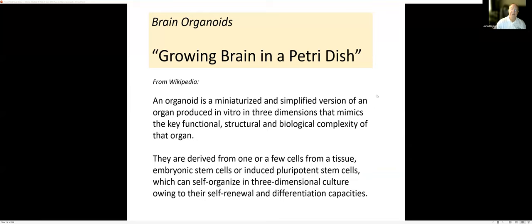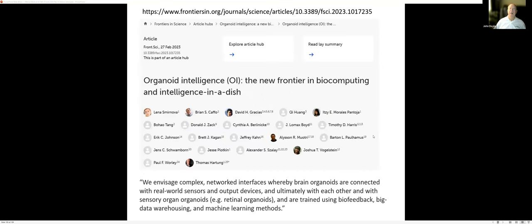These are called organoids. Wikipedia says that it's a miniaturized and simplified version of an organ produced in vitro in three dimensions that mimics the key functional structure and biological complexity of that organ. They're derived from one or two cells in a culture, and then they self-organize in a three-dimensional culture because of their self-renewal and differentiation capabilities. So here is an article you might want to read if you're interested in this, Organoid Intelligence: the New Frontier in Biocomputing and Intelligence in a Dish.